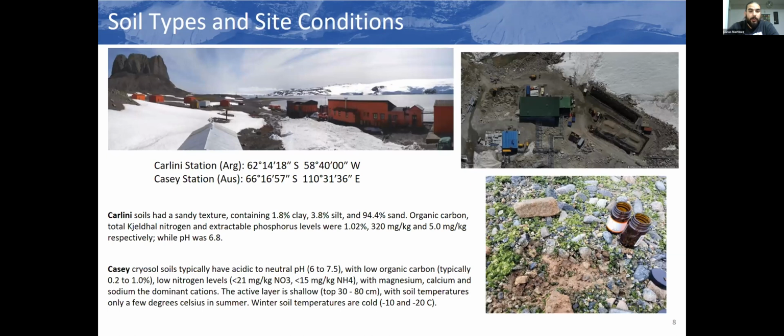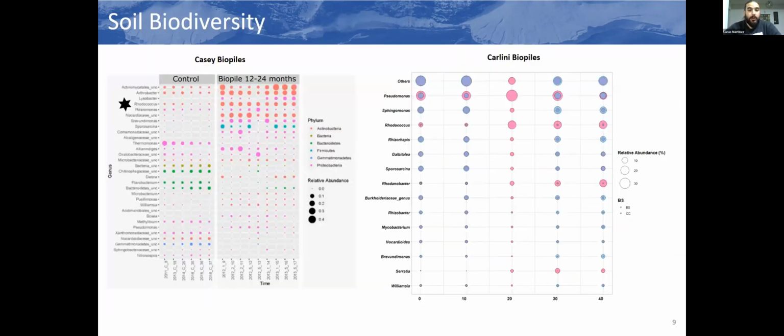Also, the soil biodiversity in both soils is going to be different, but the main key players in hydrocarbon degrading may be the same. For example, in both of our biopiles, we found that Rhodococcus was one of the key players in the remediation process, but also Arthrobacter, for example, in Casey, or Pseudomonas in Carlini. So the diversity of the soil may be different on both sides of Antarctica, but the key players may be the same when thinking about our bioremediation process, which makes us think that it's at least feasible to do it in any part of Antarctica.